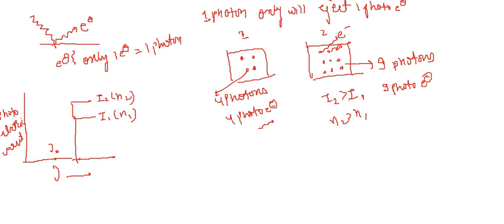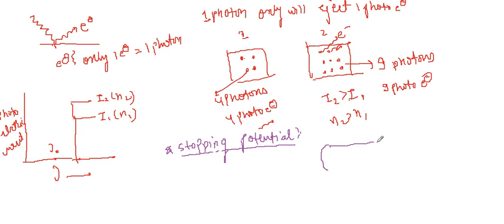Now let's talk about one more term, that is stopping energy or stopping potential. So what is stopping potential? We have seen the photoelectric setup. Suppose in that setup an electron is moving from the surface. We have a voltage regulator here.